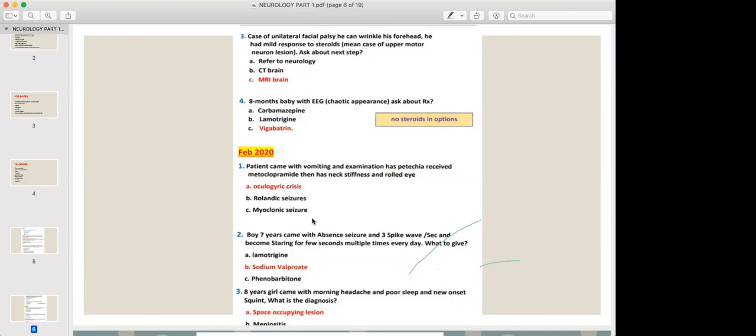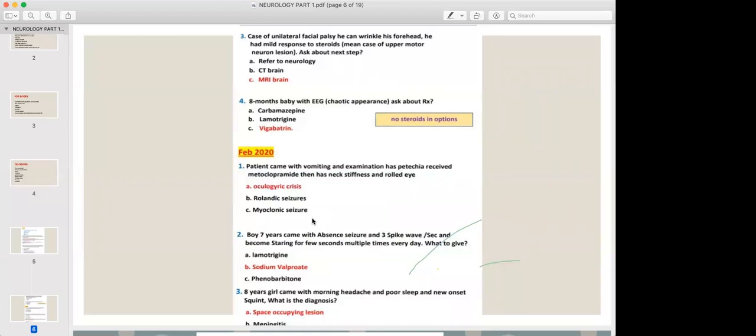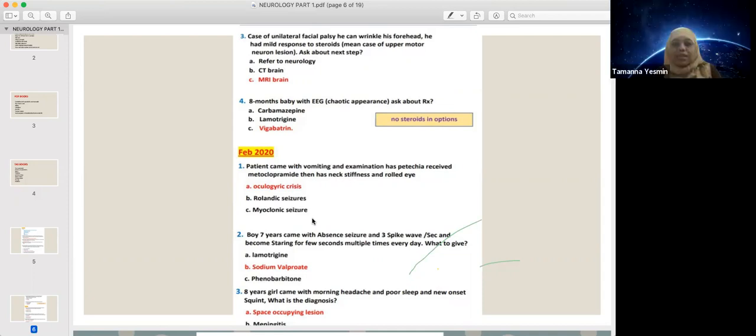Ethosuximide, lamotrigine, sodium valproate. Sodium valproate is the best drug for absence seizure. But what if it is a girl? What will we give if it is a girl? Lamotrigine, ethosuximide. Ethosuximide and sodium valproate, better is sodium valproate. Sodium valproate works better, but for girls, we cannot give.